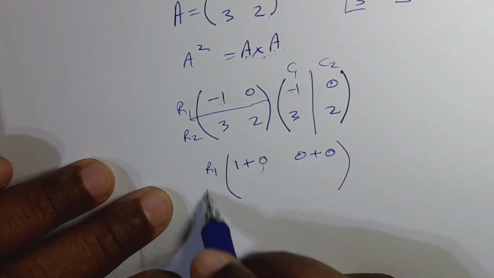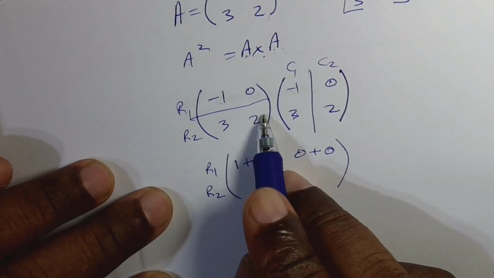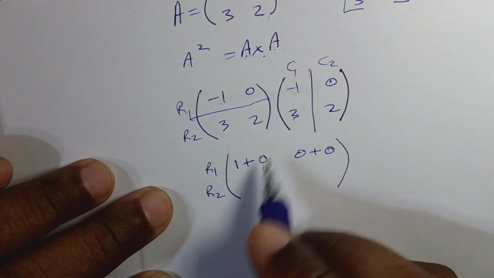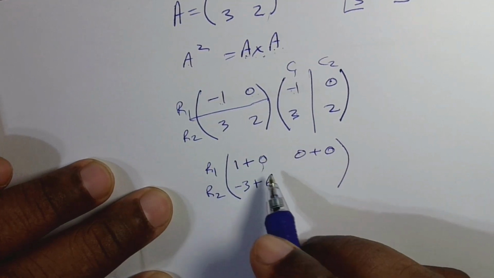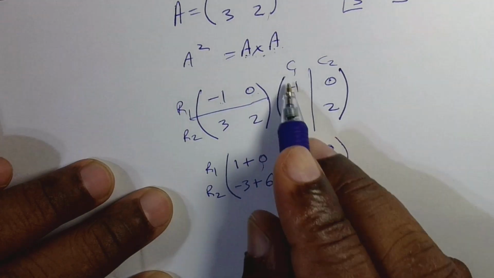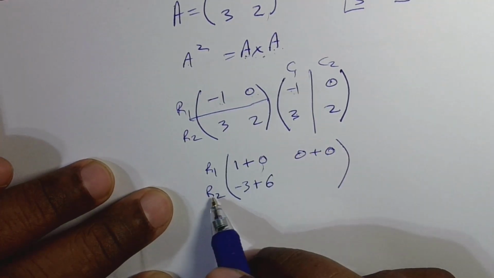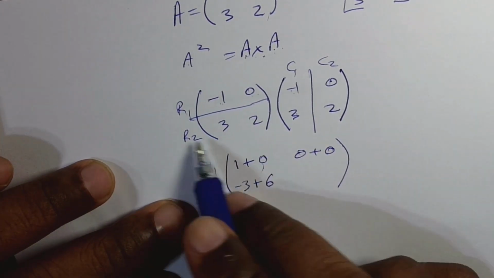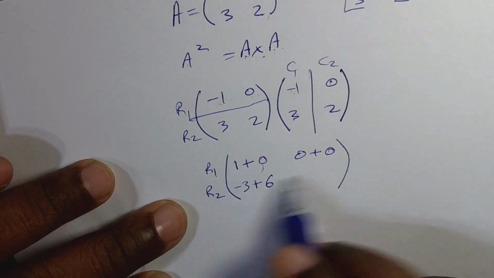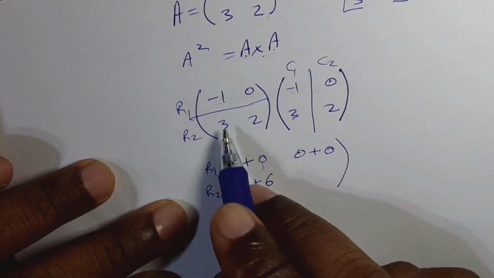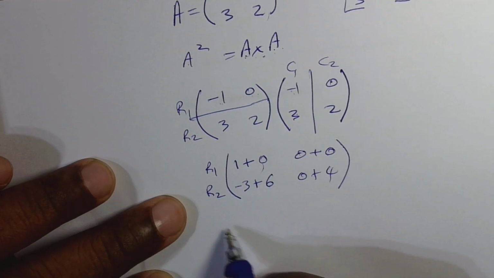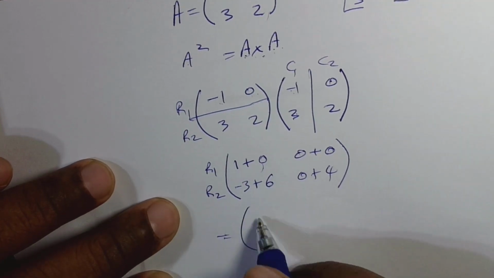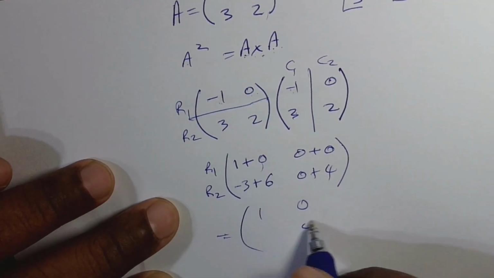Now we go down to row 2. 3 times -1 is -3, plus 2 3s, 6. So that's row 2 times column 1. Row 2 times column 2 will be over here, row 2, column 2, right here. 3 times 0 is 0, plus 2 2s, 4. And so our solution will be 1, 0, 4.